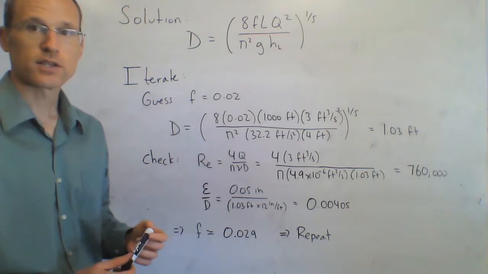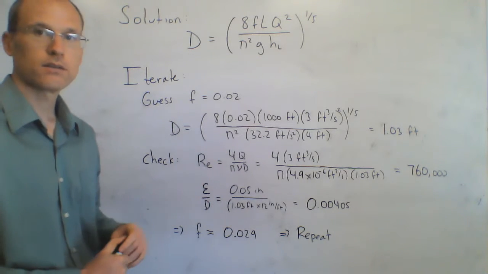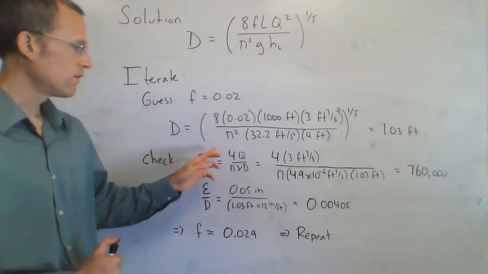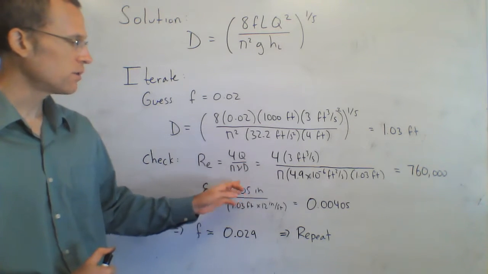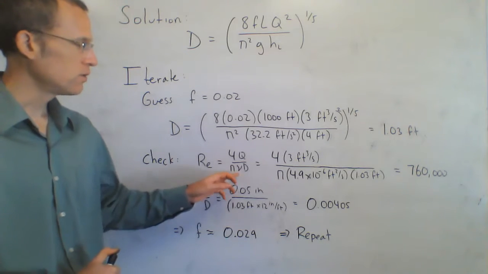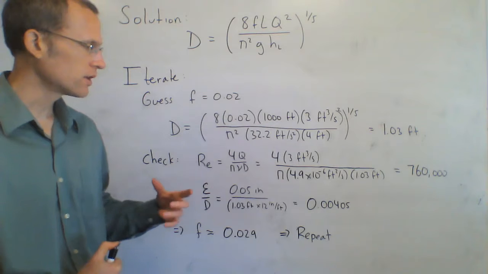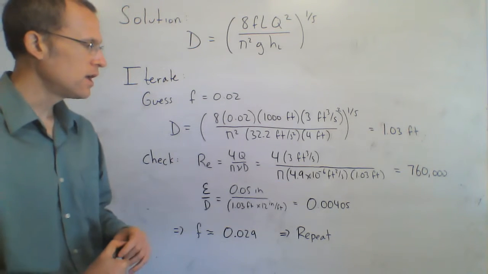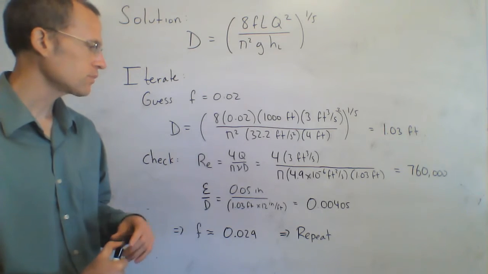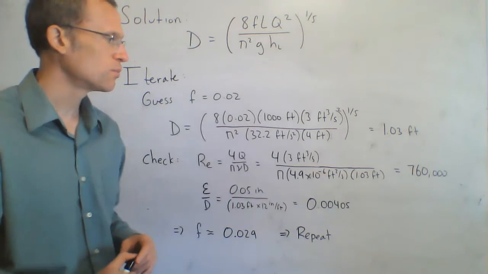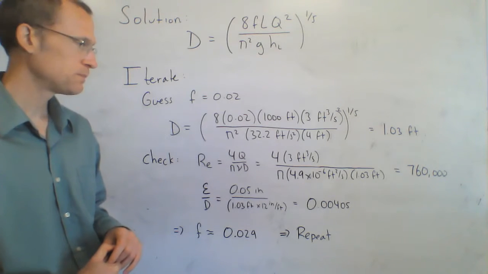Now I want to check to see if that's right or not. So find a new f value based on that diameter. So Reynolds number, 4Q over pi nu times D. So 4 times 3 feet cubed per second, pi, nu, kinematic viscosity for gasoline, you need to look that up. Back of the book in the table, find 4.9 times 10 to the negative 6 feet squared per second for that. And then this guess of the diameter, 1.03 feet, gives a Reynolds number of 760,000.